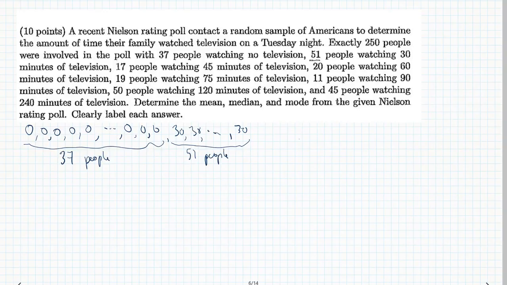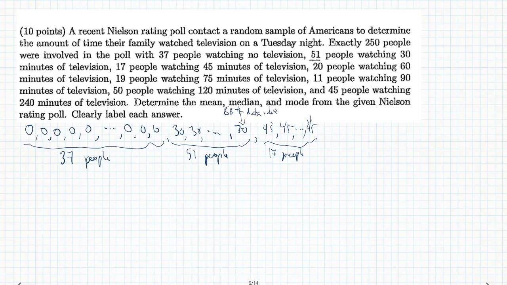So just to give you an idea, the 30, this is the 88th data value when we're writing in increasing order. Okay, how did I get that? At 37 and 51. Okay, keep that going. So we have 45 minutes of television. So 45, 45, and then so on and so forth. And there's 17 people here. So notice this data value. If that's the 88th, then we add another 17 people, 95, 105. So that's the 105th data value.